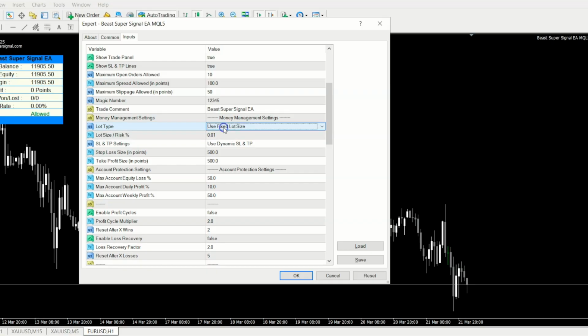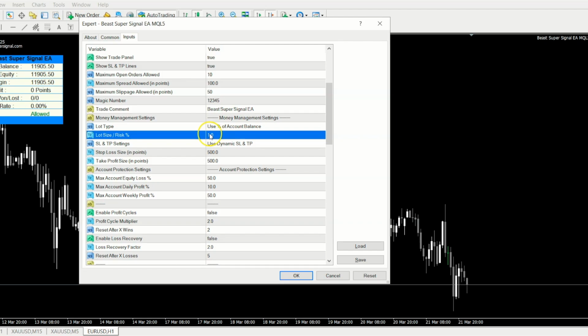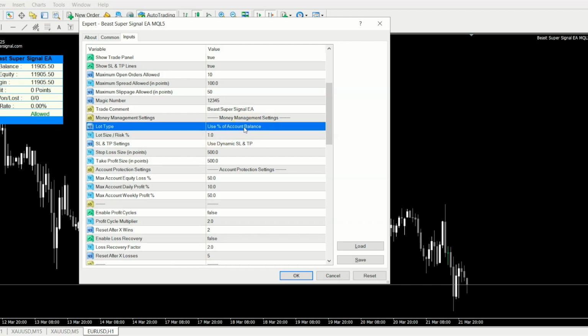The other option we have is you can use a percentage of your account balance. This then calculates a risk percentage. So if you use it in this case, you can set this at 1%. Then the next time the EA opens an order, it's going to open an order using 1% risk of your account balance to calculate its lot size. I preferably like to use the setting.